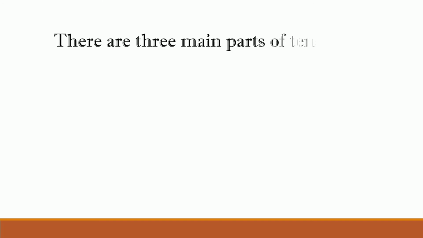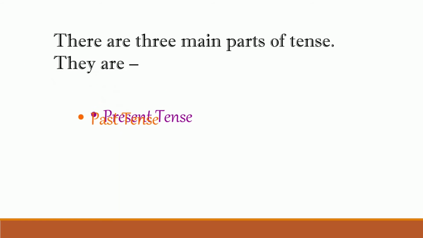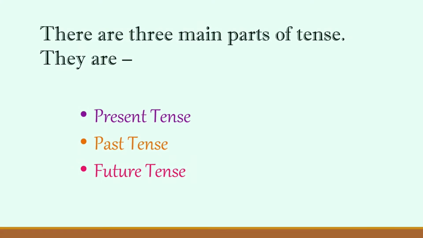There are three main parts of tense. They are present tense, past tense, and future tense. We will talk about the parts of tense in the next videos. So, for today, this much only.